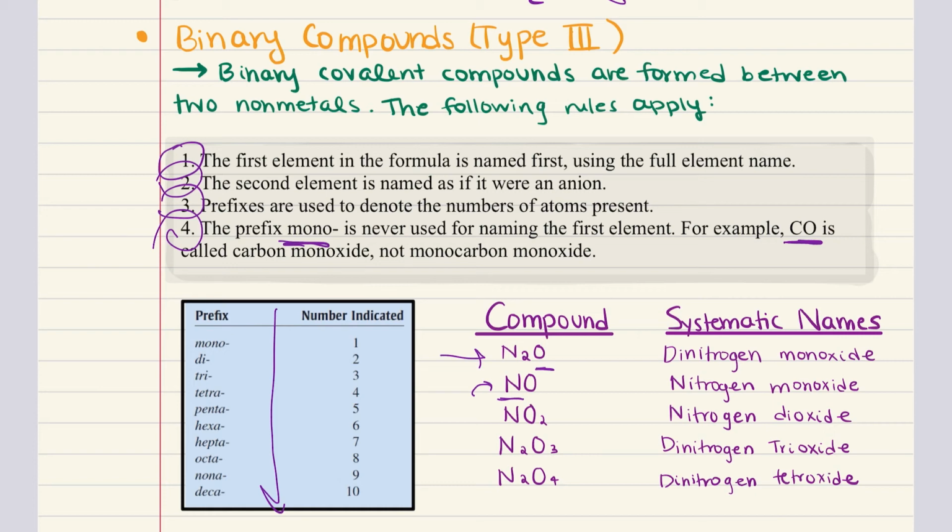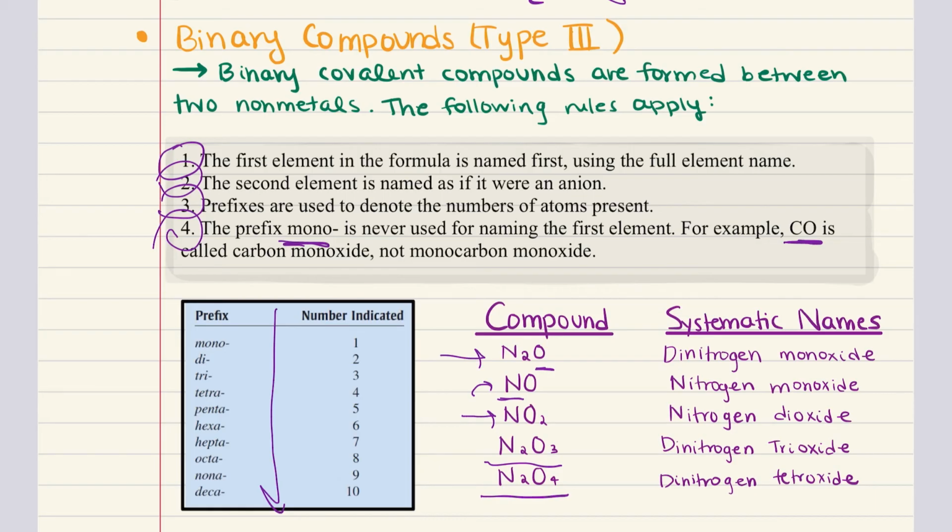All right, let's move on to the third one, NO2. Again, we start with nitrogen. There's only 1, so just nitrogen. And then we have oxygen. We have 2 of them. So the name for this compound is nitrogen dioxide. For N2O3, it's dinitrogen trioxide. For N2O4, it's dinitrogen tetroxide.